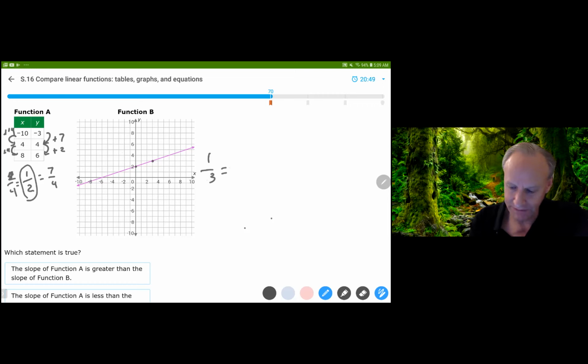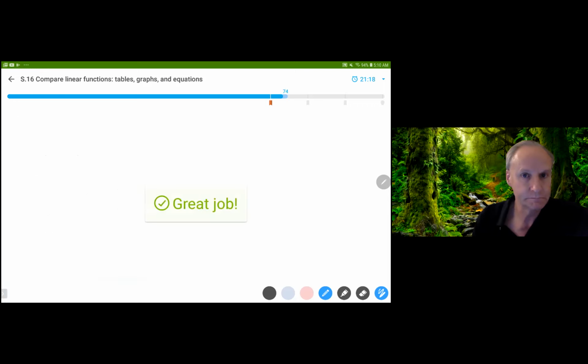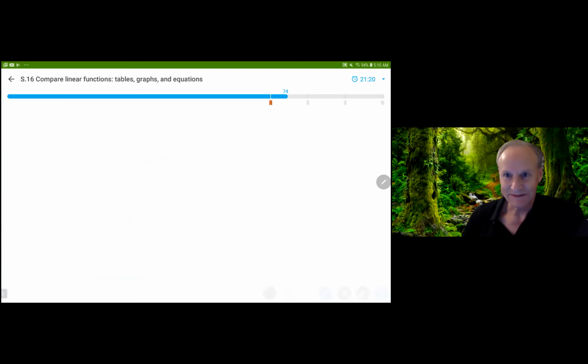Now the question is, which one is bigger? Well, 1/2 is 0.5, and 1/3 is 0.33333. Most people have an easier time comparing decimals than they do fractions, but visualize 1/3, and you know that if you're going to divide one thing among 3 people, they're each going to get a smaller part, aren't they? So the slope of function A is greater than the slope of function B. Lots of stuff going on.